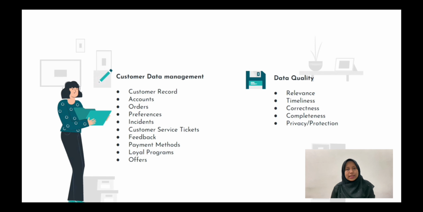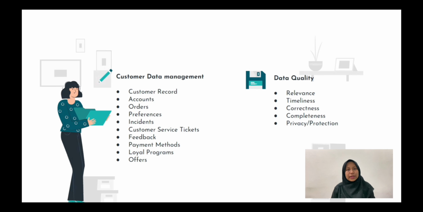Third, orders, which contain the customers' order history. Fourth, preferences, customer preferences such as delivery time preferred by the customers, either at any time or on weekends. Fifth, incidents, incidents and related problems that have an impact on the customer such as damaged parcels or pending deliveries. Sixth, customer service tickets, which are interactions between the customer and company representatives. Seventh, feedback, customer surveys and satisfaction ratings on our services.